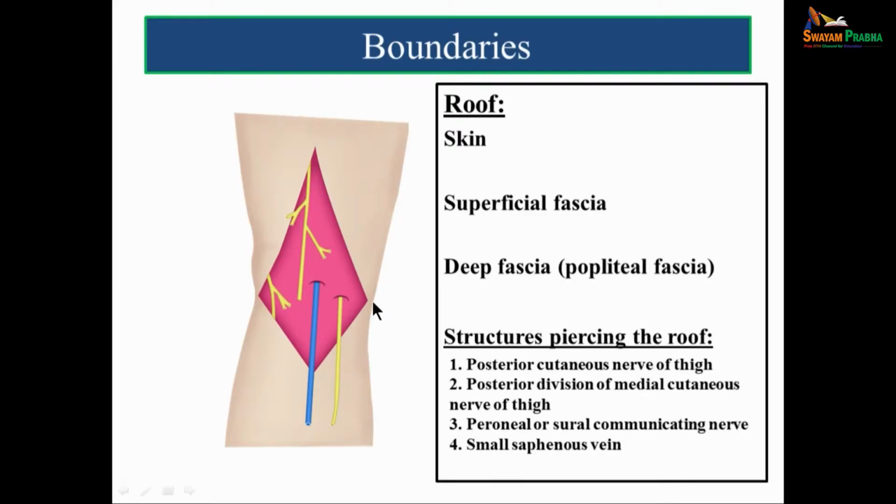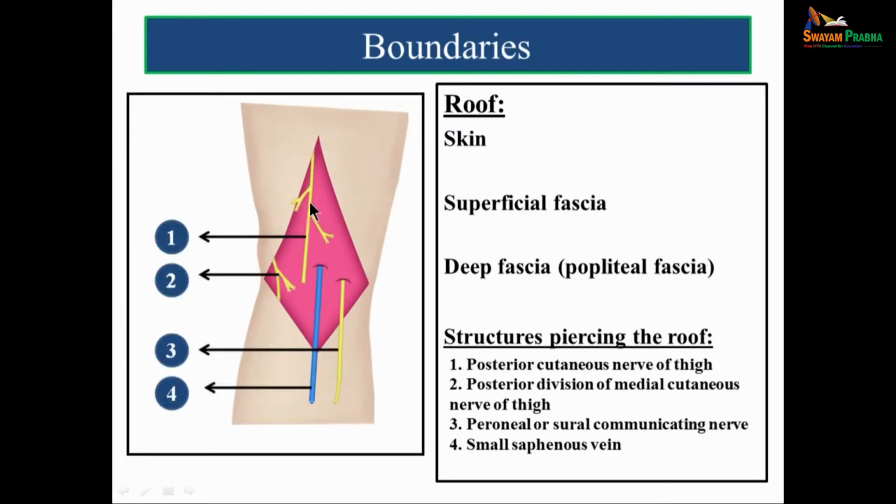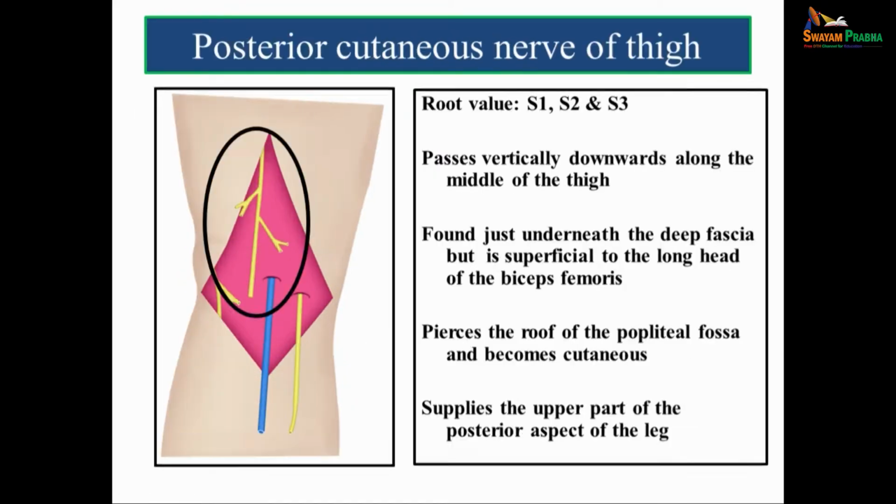Now let us see what the nerves are. You see, this is the posterior cutaneous nerve of thigh, number 1. Number 2, this is the posterior division of the medial cutaneous nerve of thigh. Number 3, this is the peroneal or sural communicating nerve. This is the small saphenous vein. So these are the 4 structures that pierce the roof of the popliteal fossa.